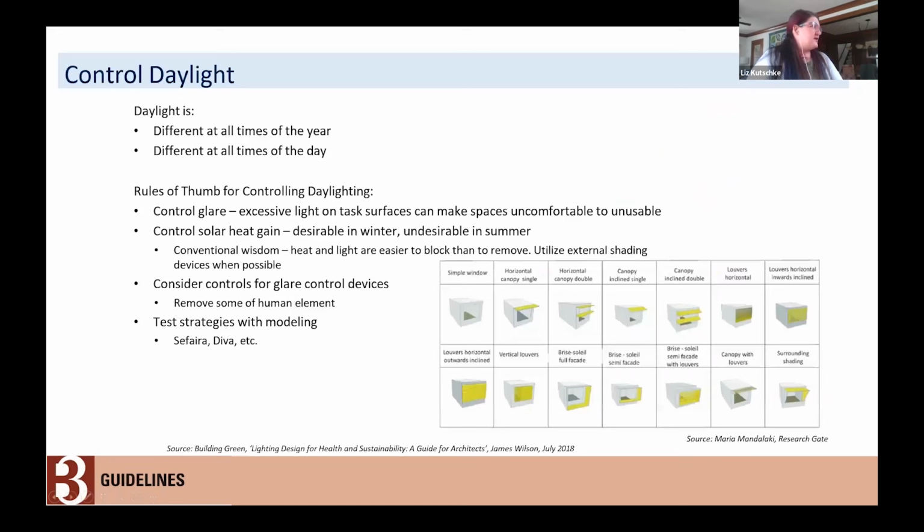And then, of course, when you have abundant daylight, you also need to control it. So that's the second step. Because daylighting is different at all times, there are different strategies required to both control and utilize the daylight available. So to control glare and control solar heat gain, it is conventionally understood that it's easier to block the light outside the building than inside.